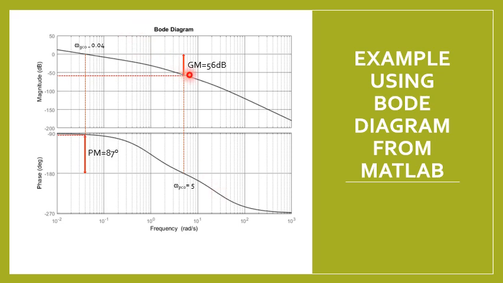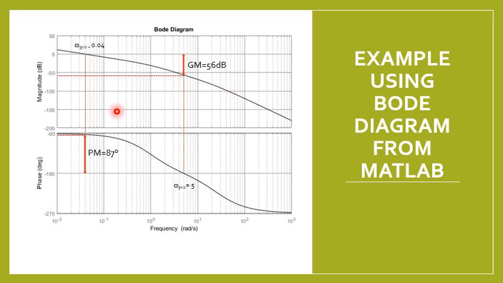To determine the gain margin, as usual, you go to your phase plot and look for omega PCO, which is the frequency when the phase plot crosses minus 180 degrees. Then go to the magnitude plot and read the magnitude value, which is approximately minus 56 dB, and substitute into your GM equation, you will get your GM to be 56 dB.